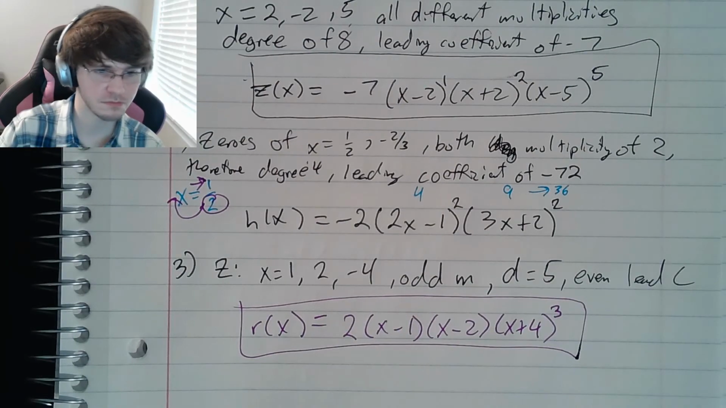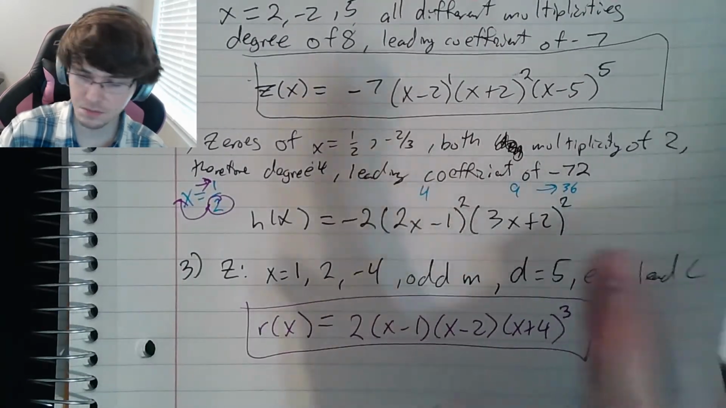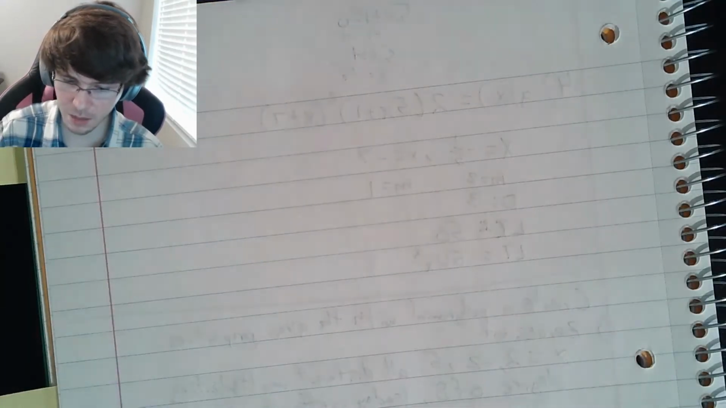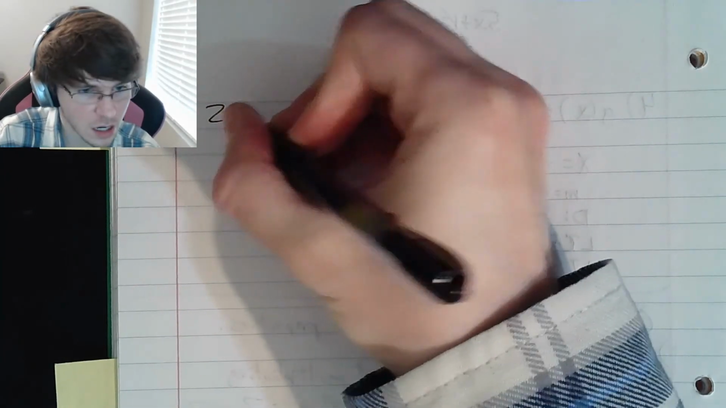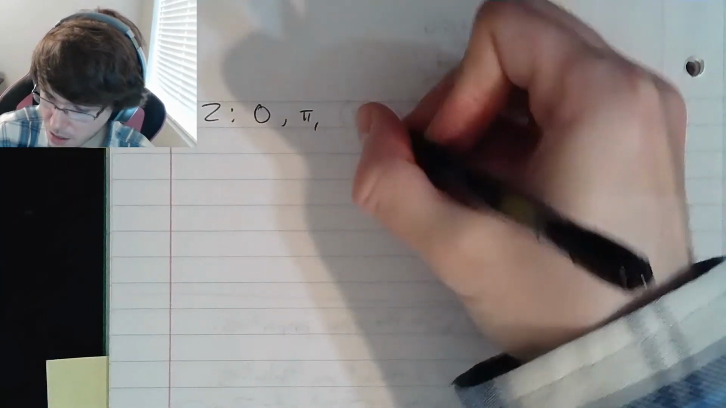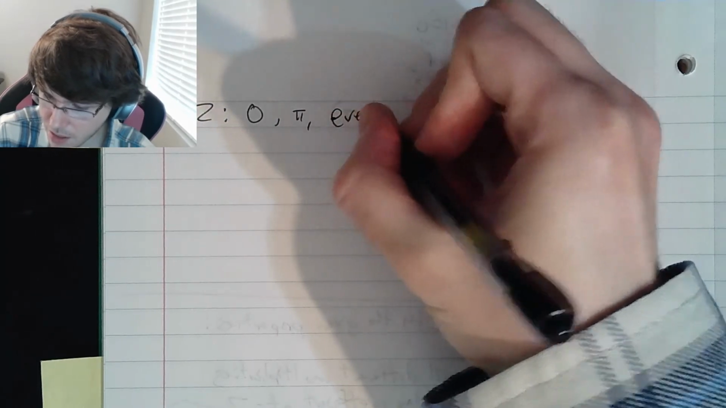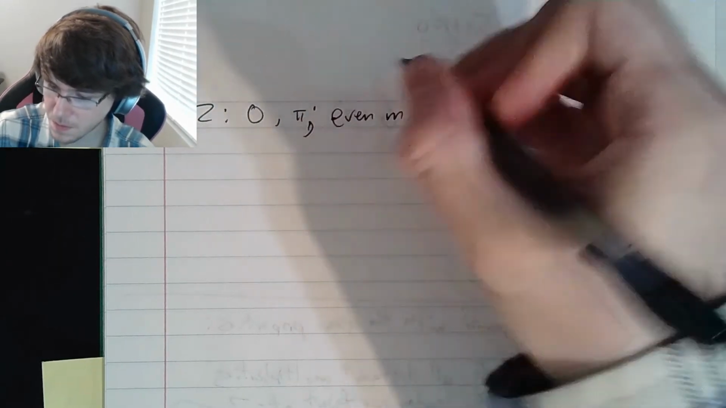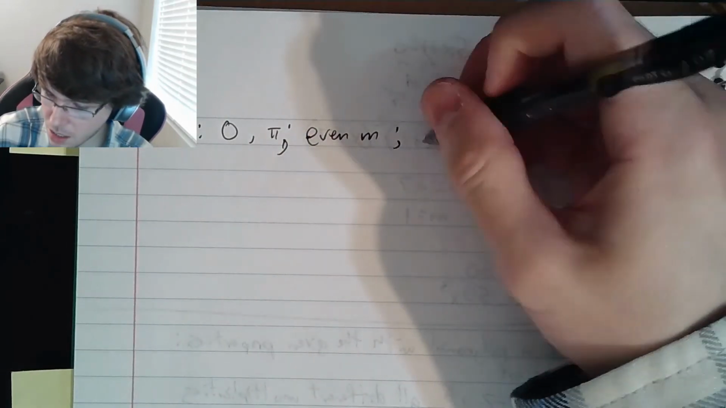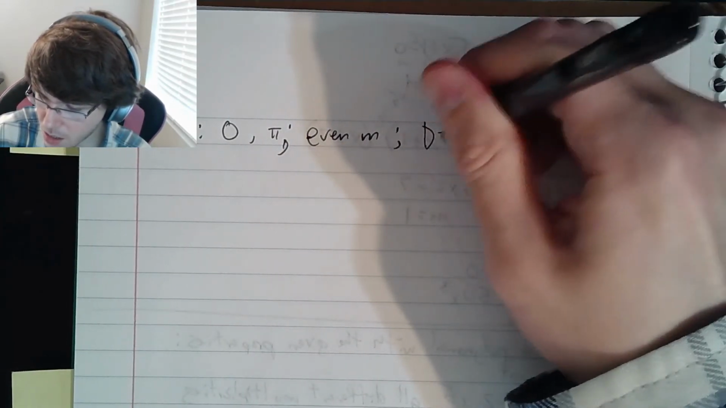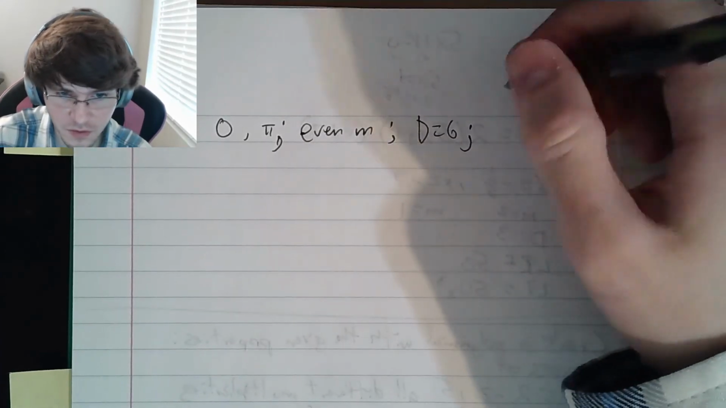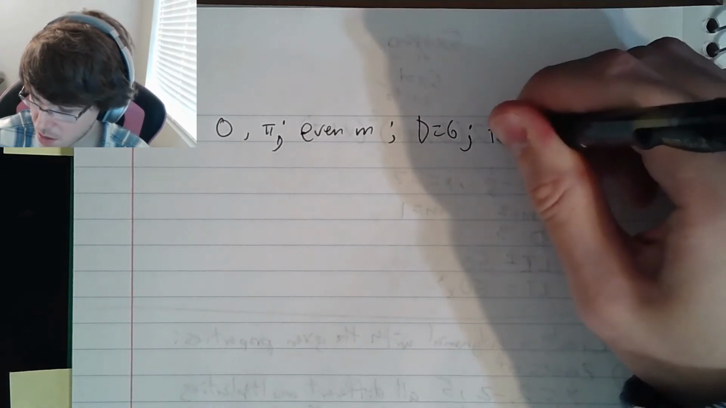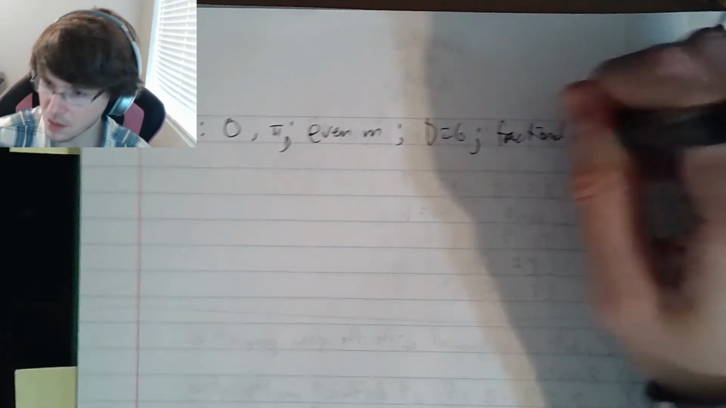Not too terrible. We have 2 more examples to do. I'm not going to totally kill paper here. I'm going to do it over here because it's not that bad of writing over it. Life will go on here. So this one I want zeros of 0 and pi. I want even multiplicity. I want a degree equal to 6 and a fractional leading coefficient. Fractional leading coefficient. Okay.